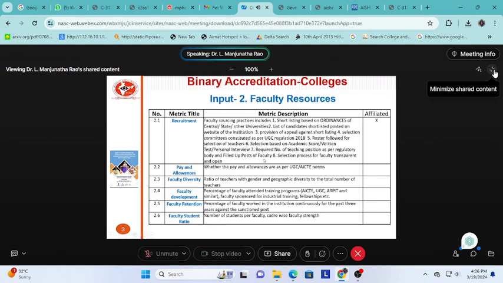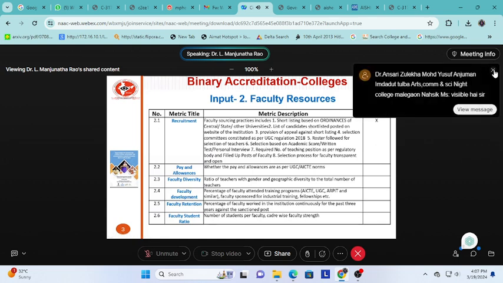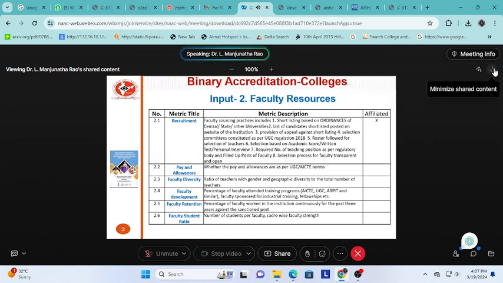Second, faculty resources, recruitment. This particular metric is applicable only for the autonomous colleges. Whether as per the statutory regulations, the recruitment policy is adopted. Pay and allowances: whether the pay and allowances are as per UGC and AICTE norms. If it is a technical institution, it is as per AICTE norms. Non-technical institutions, it is as per UGC.